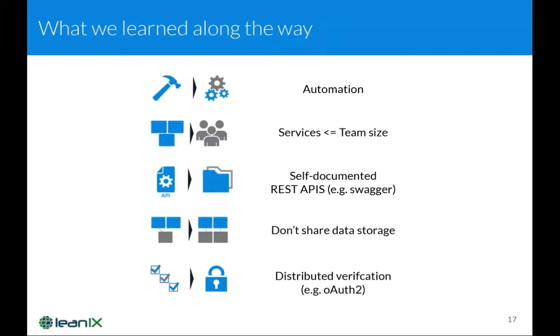Third one is APIs should serve as primary interface, and they should be self-documented, like for example Swagger does, just to keep the effort here in a minimal way. Fourth one is, microservices should be really independent, and one way to do this is that you don't share data storage for multiple microservices, so each microservice should have its own data storage. And the last one is, you really need to be able to scale security. That's why you need to have a distributed verification, for example, like OAuth 2.